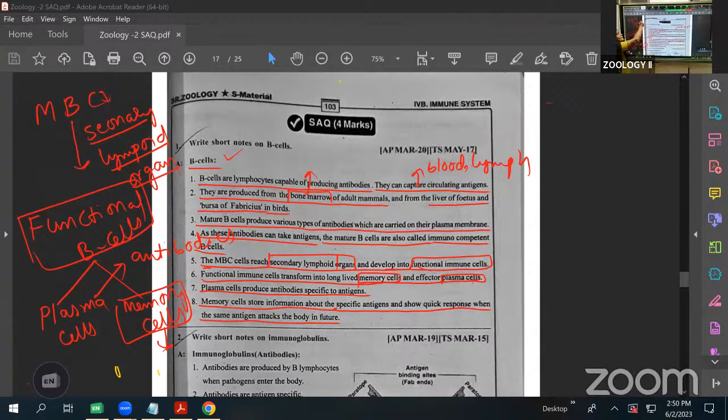Mature B cells enter the secondary lymphoid organs and become functional, which we call functional B cells. These functional B cells next form plasma cells and memory cells. Plasma cells produce the antibodies. Memory cells store the memory, meaning they store information about the antigen. Here, this one is about the B cells.